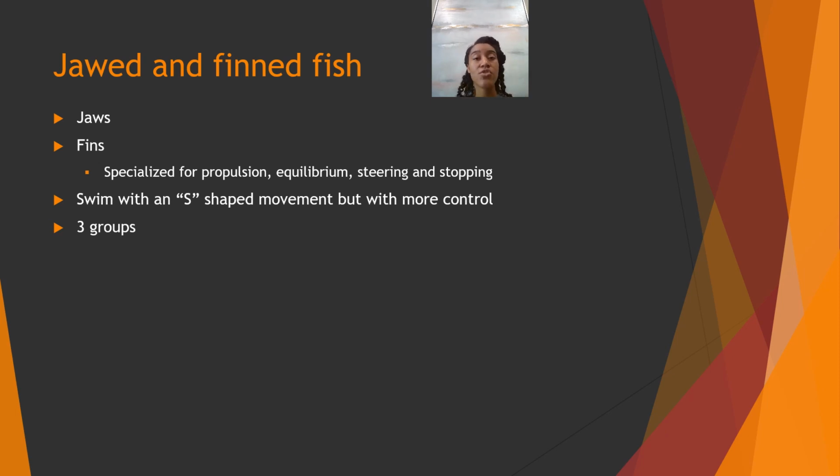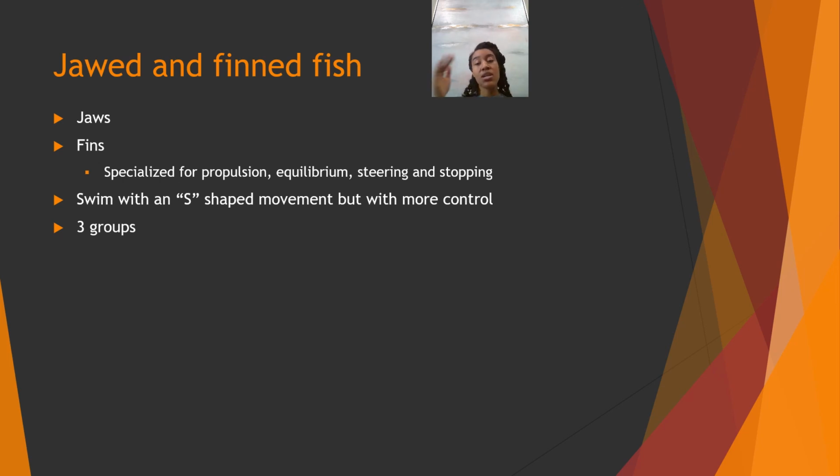And these fish have jaws for catching and consuming prey, and then fins for locomotion. And these fins they're able to use in very specialized ways. So they'll have multiple pairs of fins that they use for different things. They have a pair for propulsion, for moving themselves forward through the water column. They'll have a pair for equilibrium, for steering, and for stopping. So there are multiple sets of fins, generally in pairs along the jawed fin fish body.